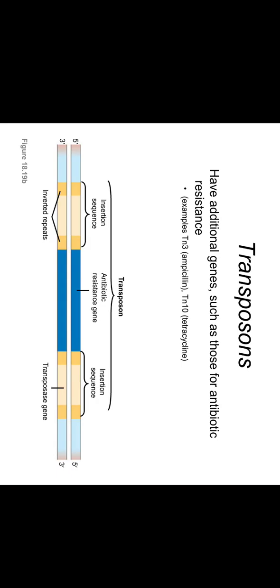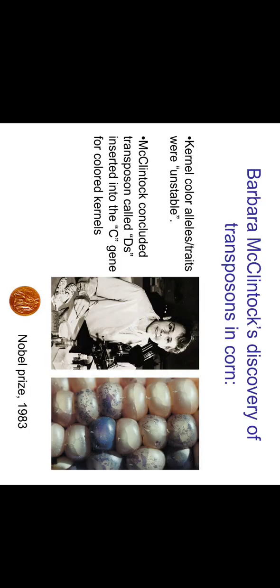Now, transposons have additional genes such as those for antibiotic resistance. For example, Tn3 transposon carries the ampicillin resistance gene, while Tn10 transposon carries the tetracycline resistance gene. Insertion sequences and inverted repeats are present in the transposon, and the antibiotic resistance gene is also present there.